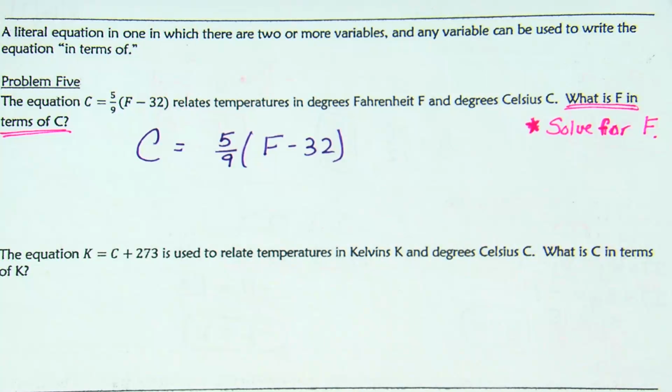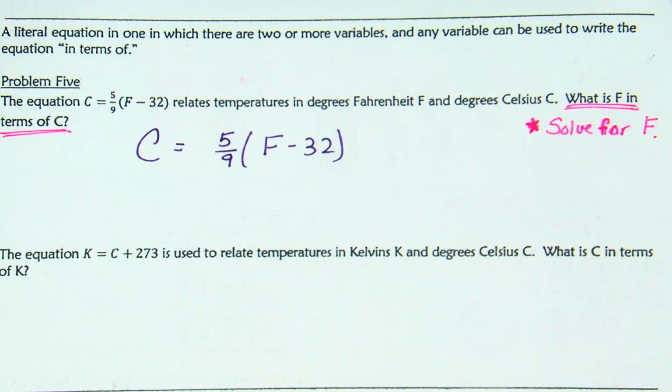So in order to move that fraction, since it's multiplied by 5/9, I'm going to multiply by the reciprocal of 5/9, which is 9/5. If I multiply one side by 9/5, we multiply the other side by 9/5. Now, what is 9/5 times C? 9/5 C. Good answer. 9/5 C.